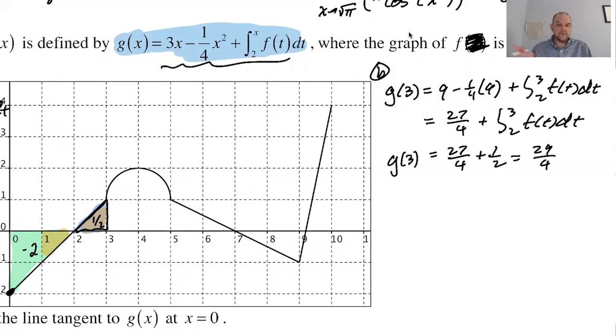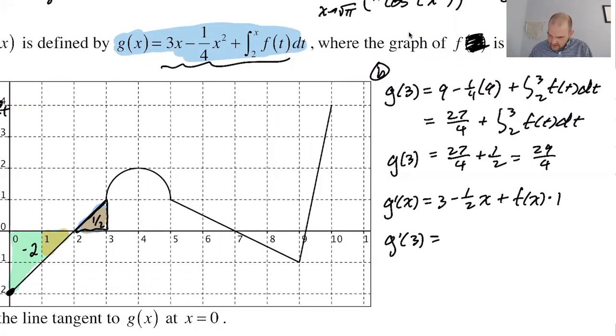All right, what else do we need? We need g prime, right? So we need the point and we need the slope. The slope will be g prime. G prime of x. So I'm gonna do it again. So the derivative of 3x is 3, of negative 1/4 x squared is negative 1/2 x. Got it right this time. And then plus second fundamental theorem, f of t with the upper bound plugged in is f of x times the derivative of the upper bound, which is 1. So g prime of 3 is 3 minus 3/2 plus f of 3.